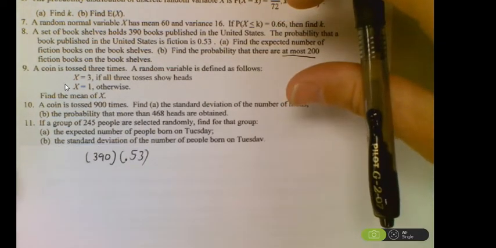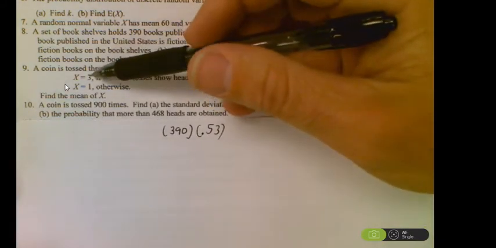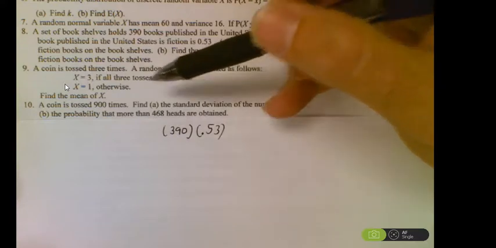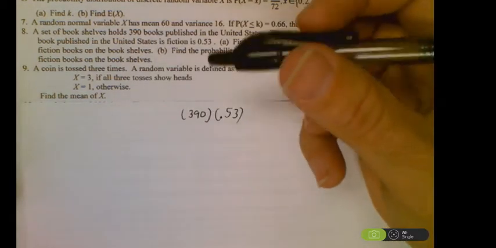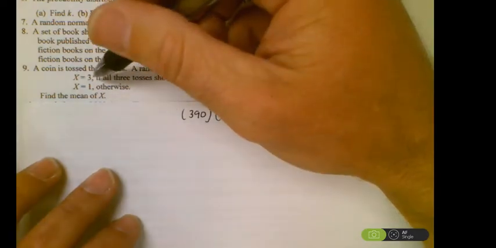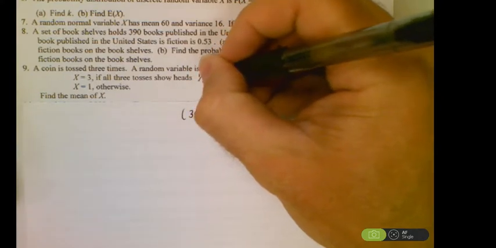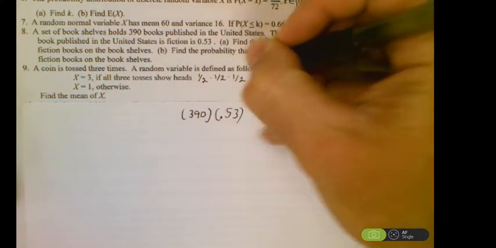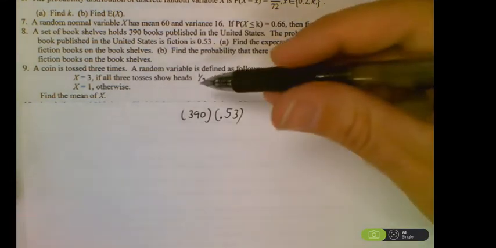A coin is tossed 3 times, and they define the variable x equal to 3 if they all show heads, but it's only a 1 if it's anything else. Find the mean of x. For the mean of x, again we're doing an average, the number of trials times probability of success. To get all 3 heads, remember what that looks like: heads, heads, heads. So the probability of that happening is only 1 out of 8.